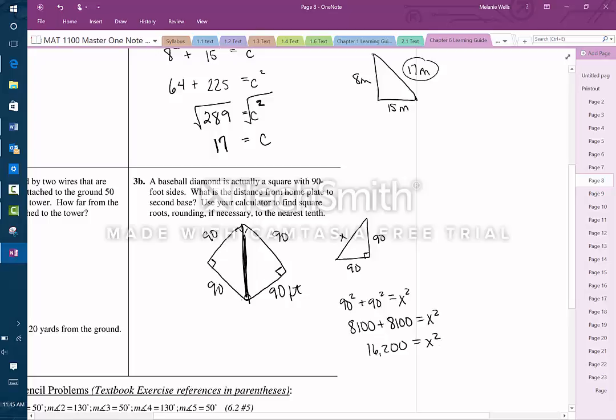We'll do the same thing we did in the previous problem. To find what the hypotenuse is, take the square root of both sides, which gives me 127.3 feet would be the hypotenuse, and that would be the length between home plate and second base.